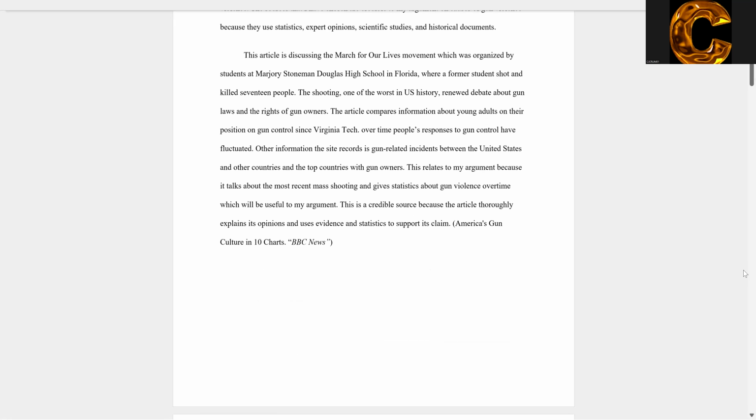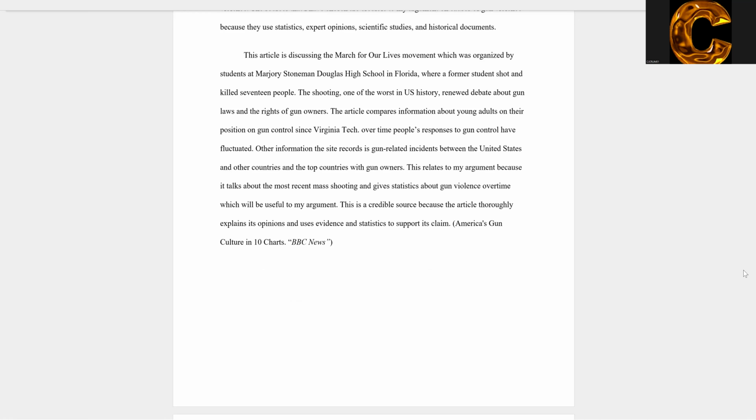The article is discussing the March for Our Lives movement, which was organized by students at Marjory Stoneman Douglas High School in Florida, where a former student shot and killed 17 people. The shooting, one of the worst in U.S. history, renewed debate about gun laws and rights of gun owners. The article compares information about young adults and their position on the gun violence issue since the Florida and Virginia attacks. Over time, people's responses to gun control have fluctuated.